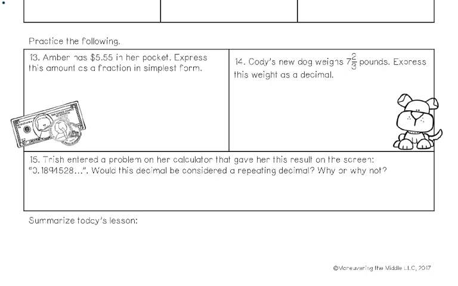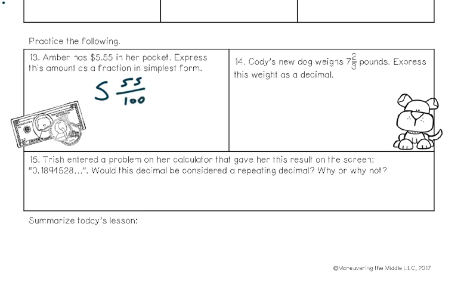So question 13 says, Amber has $5.55 in her pocket. Express this amount as a fraction in simplest form. So remember, whenever we convert from a decimal to a fraction, I always just write it like I read it. I could read it like 5.55 or $5.55, but I could also remember 0.55 is the same thing as 55 hundredths. So I know that it goes over 100, but you could also multiply it by 10 2 times to move that decimal over. So I know I've got 5 and 55 hundredths.